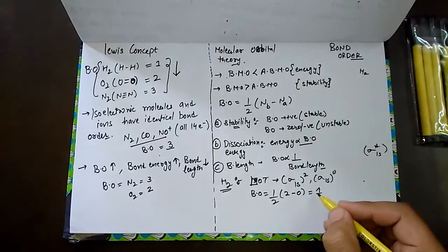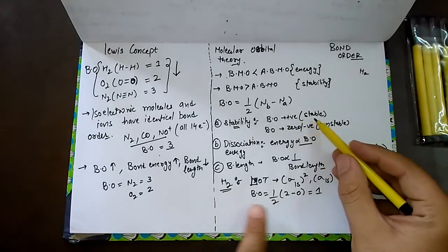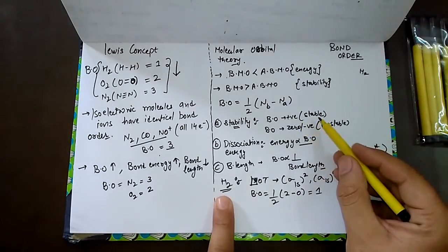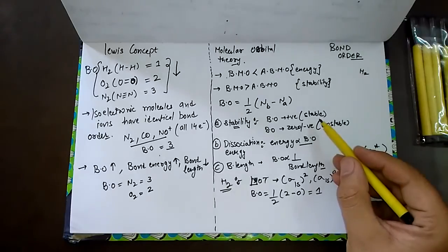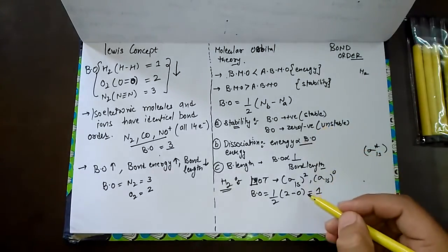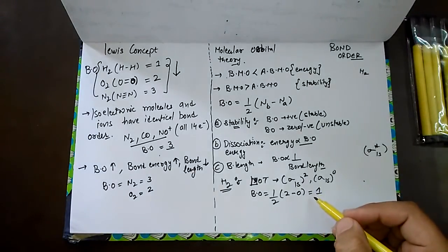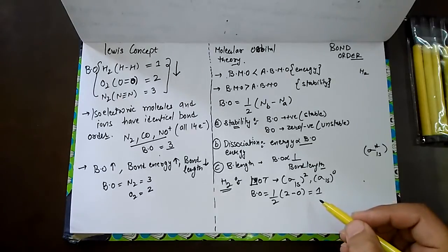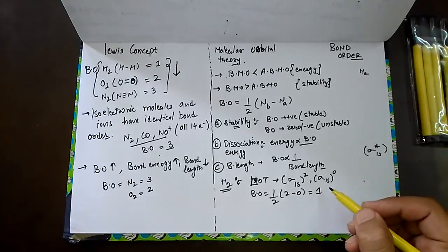So what does 1 represent? Its value is positive. If it is positive, it means the H2 molecule is stable and exists in real, practical life. It is also diamagnetic in nature. Remember one thing: if the electrons in a molecule are paired, it is diamagnetic in nature. If the molecule has one or more unpaired electrons, we call it paramagnetic.